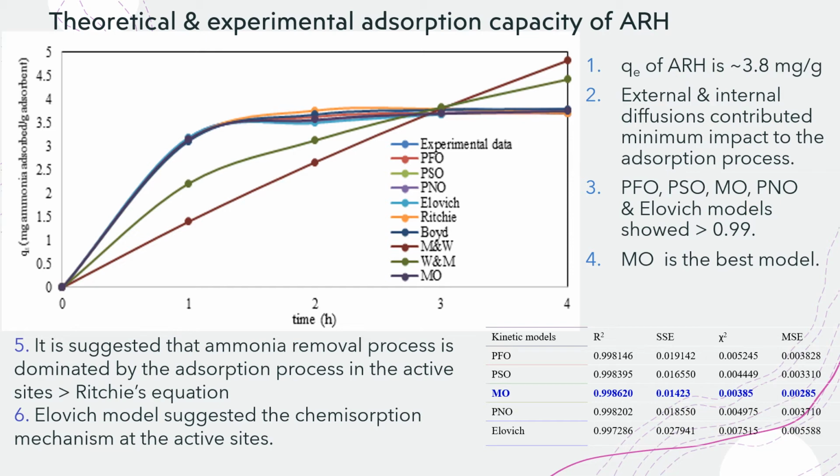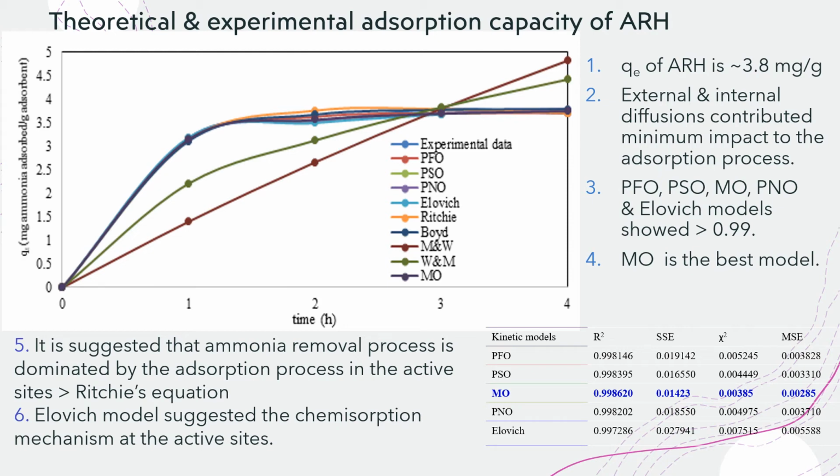It is notable that the majority of the predicted absorption capacity shown in this figure are very close to the experimental data, except for the result predicted from Matthew and Wilbur and Morris model. These indicate that external and internal diffusion contribute minimal impact to this absorption process.